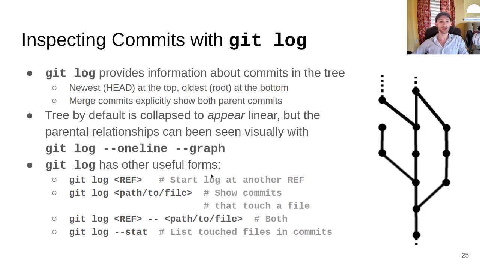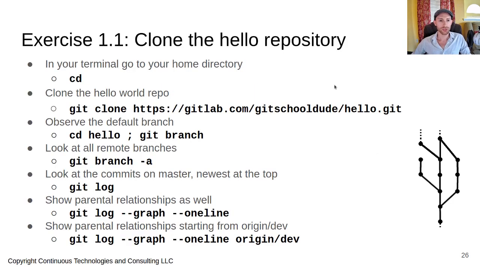Another super useful argument to git log is --stat, which will list the touched files in any commit. So if you quickly want to see, oh, for my last few commits, what files did I touch, you want to use git log --stat. Okay, so it's time for the first exercise here. So if you're going to do the exercises at home, go ahead and pause the video here, because in the next few seconds I'm going to go ahead and do it myself and then talk about the results that you should have seen.